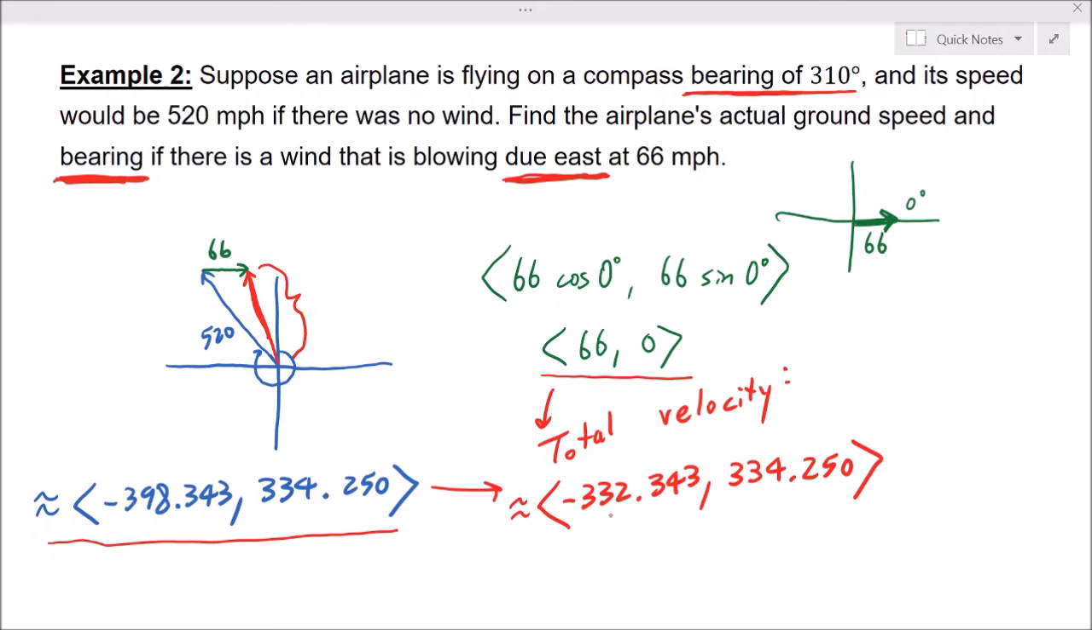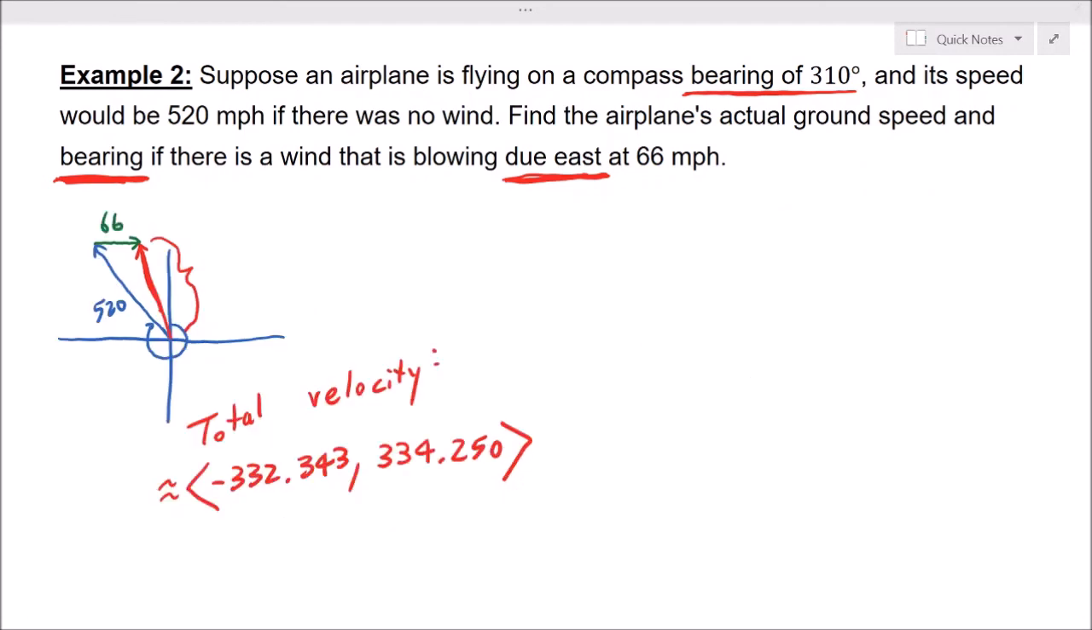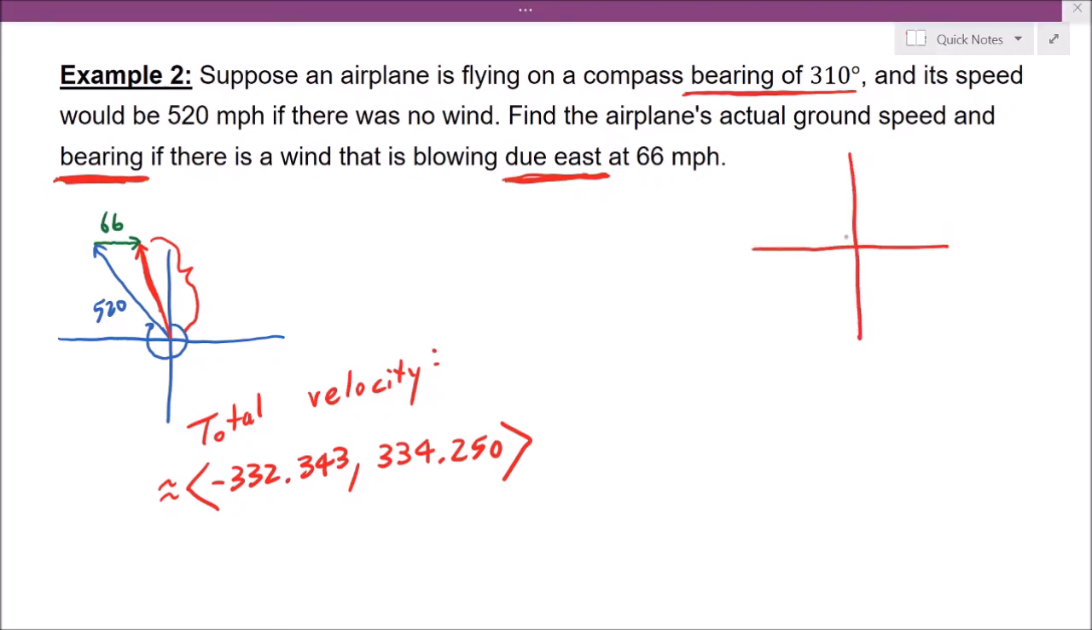So that's good, but note that that's not what they're asking. They're asking the ground speed and bearing. So let's sketch just this total vector. And by the way, notice that the component form that we found checks out with our previous sketch, right? The total vector should be going left and up. So anyway, let's just sketch this alone. Left and up.